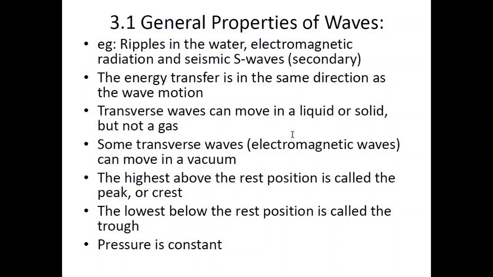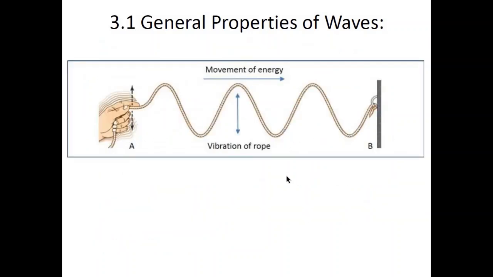The highest position in a wave is known as a crest or a peak, whereas the lowest below the average position is called a trough. Whereas pressure in transverse waves remains constant. We can see how a transverse wave is by tying one end of a rope to a fixed point and then moving it up and down. This would create a sine wave like pattern that is known as transverse waves.